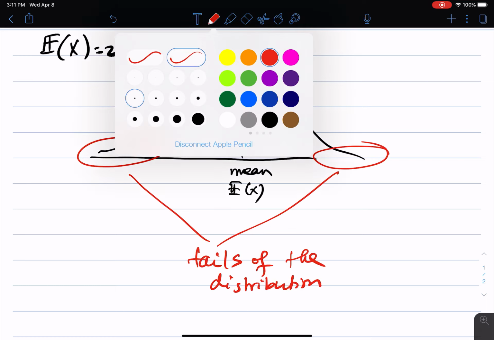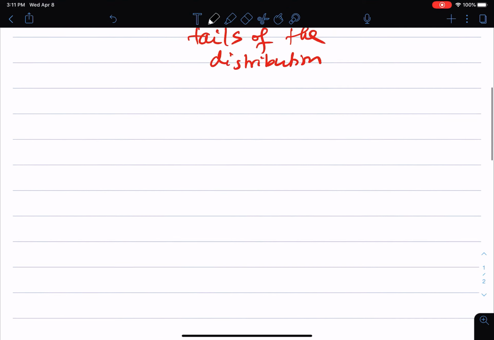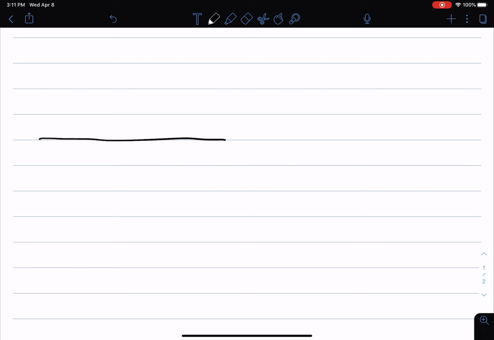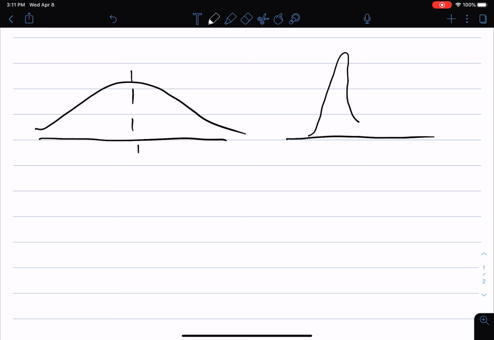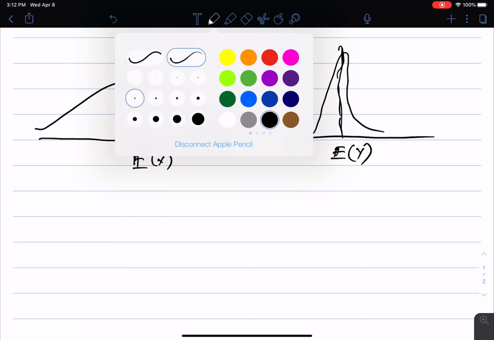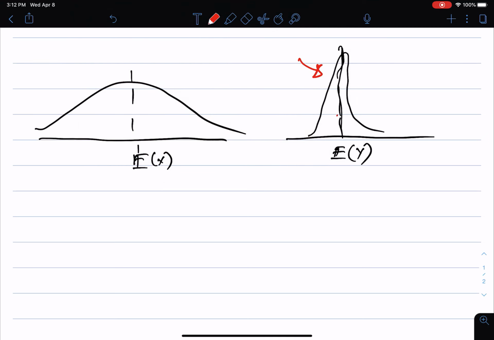So if I draw two distributions, for example, this distribution here, and I look at the mean, and here's another distribution like this, and I look at the mean here. Suppose this is for a different one. If you look at the one on the right, what we are seeing is that the points are not distributed very far from the mean. You cannot go too far. The tails are not so far from the mean, whereas here the tails can be very far from the mean.